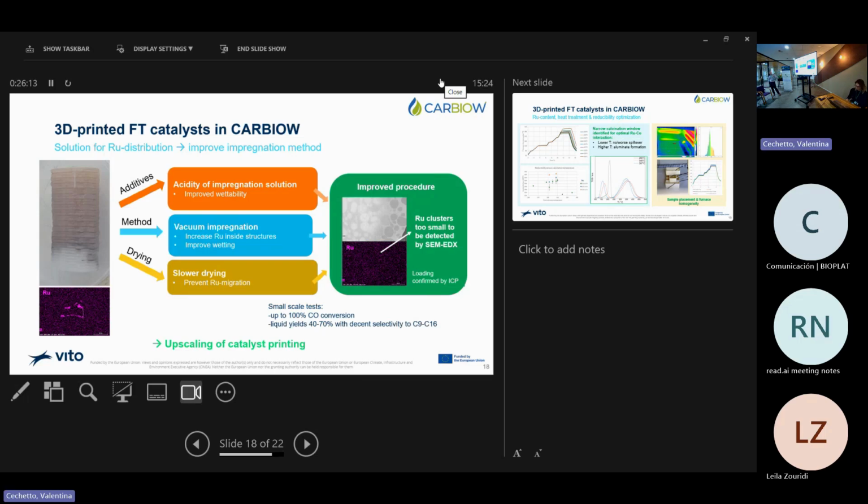But in the end, we said the catalyst is fine. We have a good ruthenium cobalt interaction. We have a good conversion. So, okay, we can go to the upscale printing for the reactors. That's a higher scale.